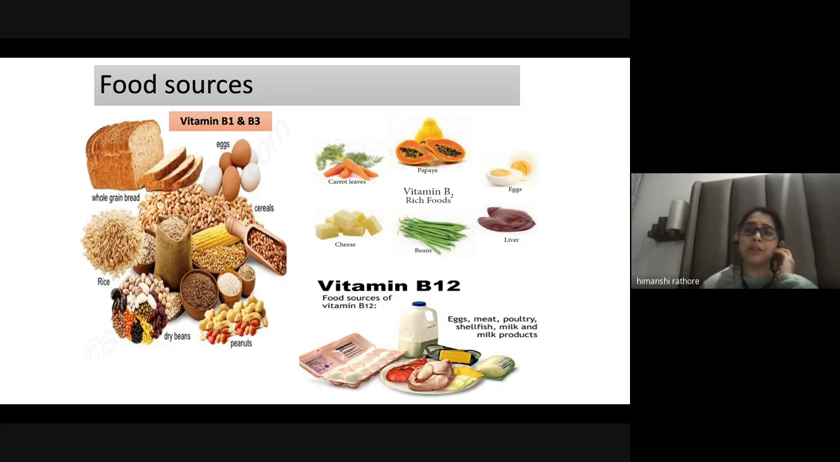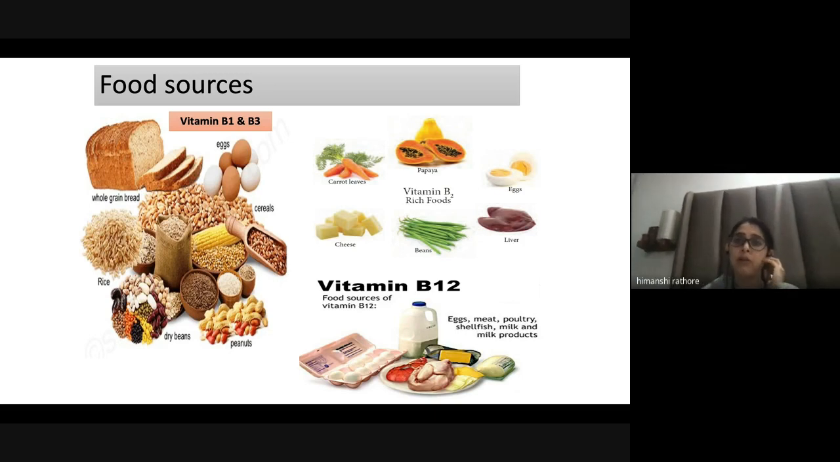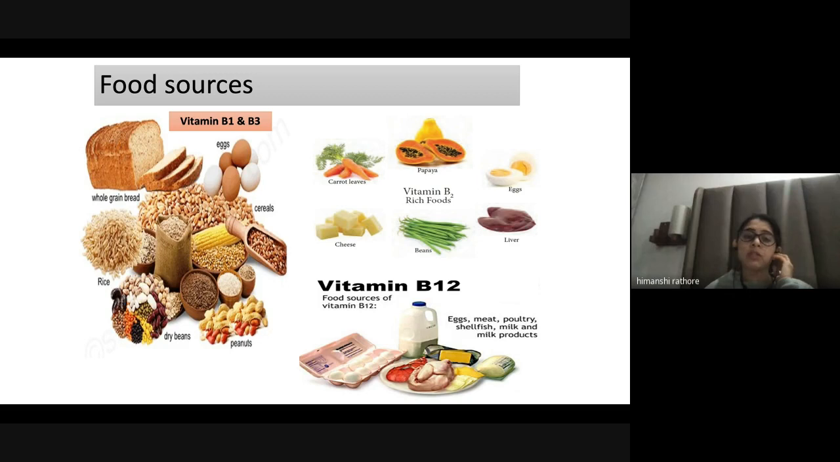because if they are not having meat, they are not taking non-vegetarian sources, they don't get vitamin B12, because it cannot be synthesized in our body. It has to be taken from the food sources only, and if vitamin B12 is not present in plant sources, then where can the vegetarians get this vitamin?